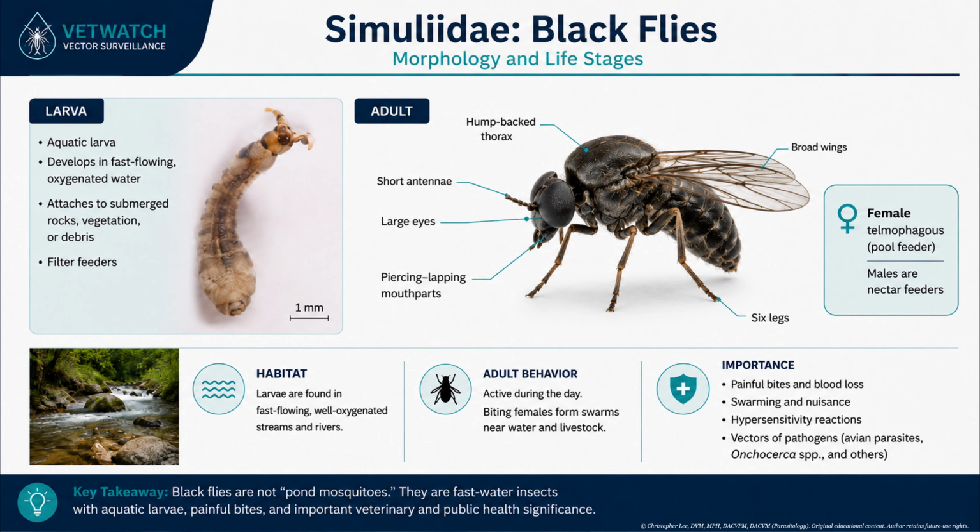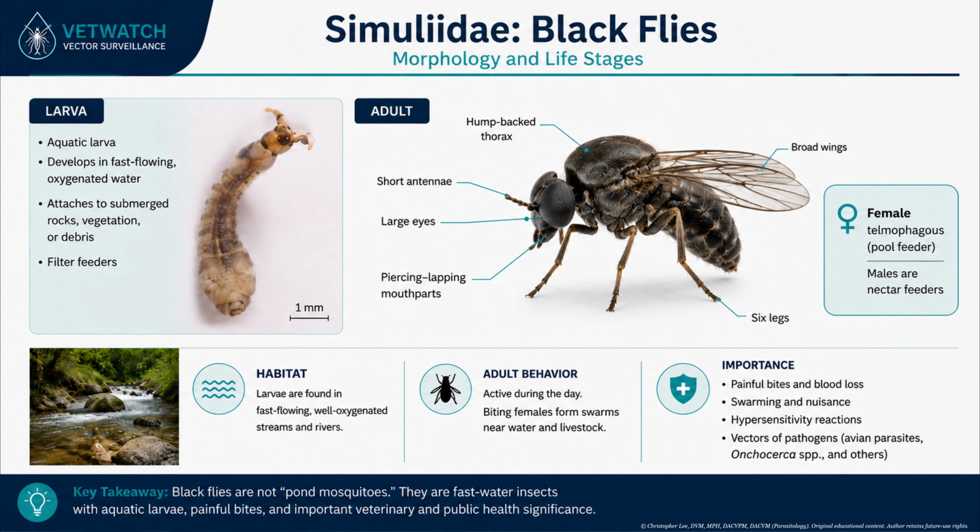The larva is aquatic, but not in stagnant water. Black fly larvae attach to submerged rocks, vegetation, or debris in fast-flowing streams and rivers. They filter feed in that moving water. And that is why running water ecology is such a major clue. The adult is small and stout with a humpback thorax, broad wings, short antennae, and large eyes. To me, that sounds adorable.